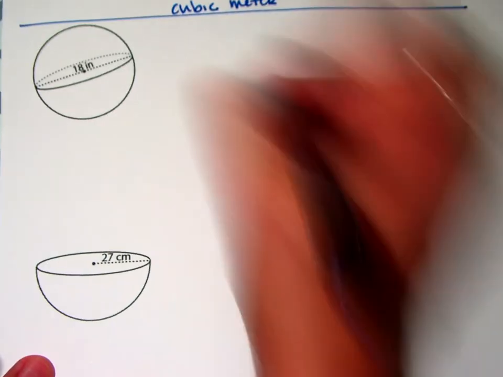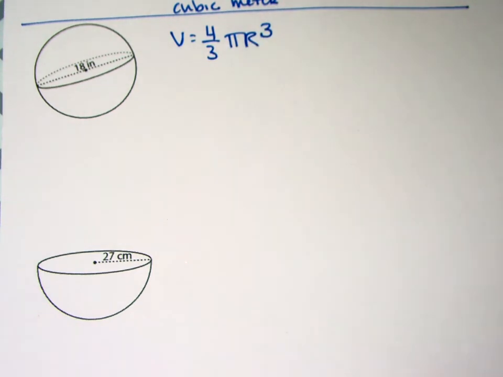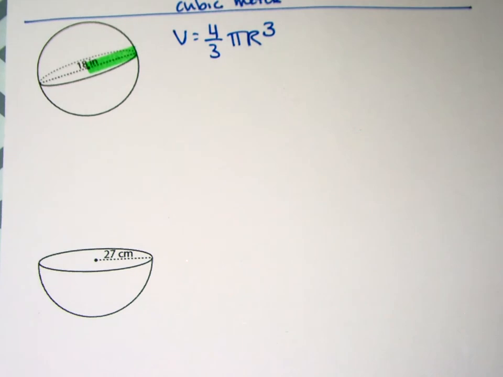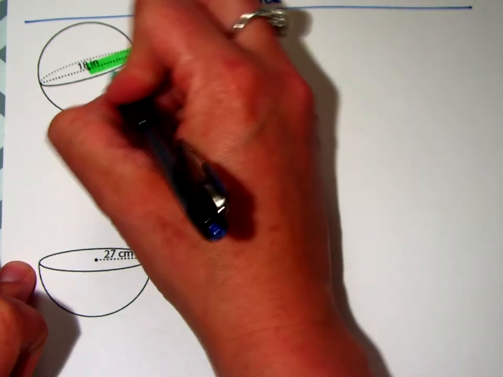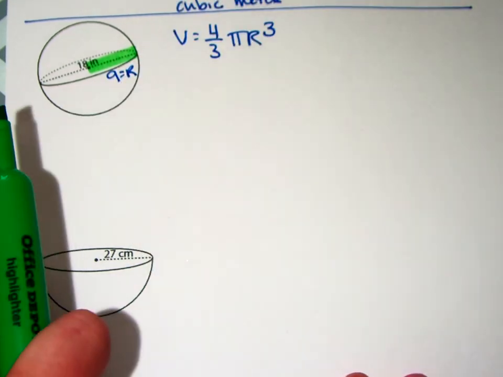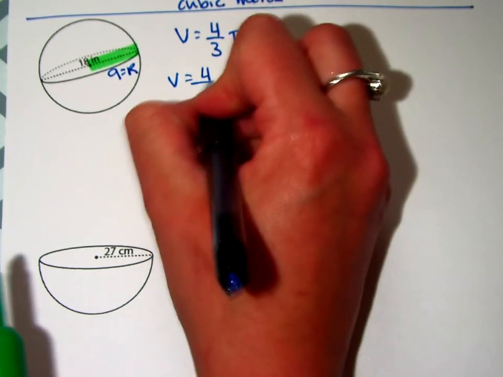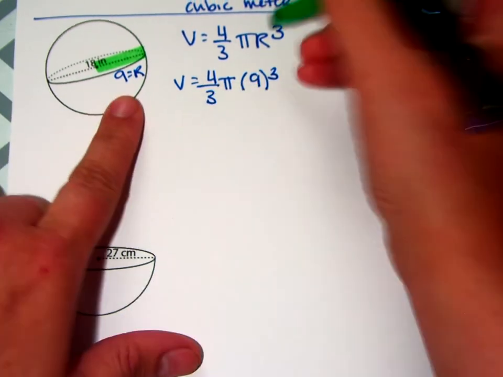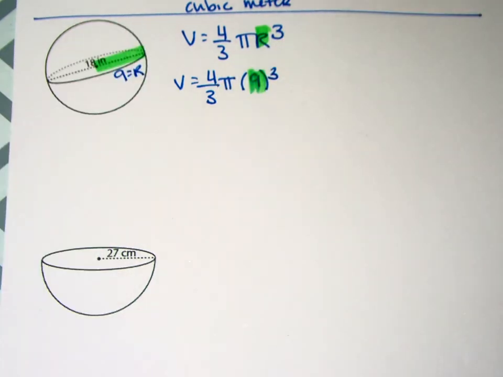In our next problem, again, this is a sphere, so volume equals 4/3 pi r cubed. I need to find a radius. Remember, radius is from a center to a point on the circle. I noticed that I have 18, and 18 goes all the way across. So that lets me know 18 is the diameter and 9 should be my radius, because half of 18 is 9. So I'm going to bring down my formula: 4/3 pi, my radius is 9 cubed. All I'm doing here is replacing radius with 9. And then it really is as simple as typing it into the calculator.